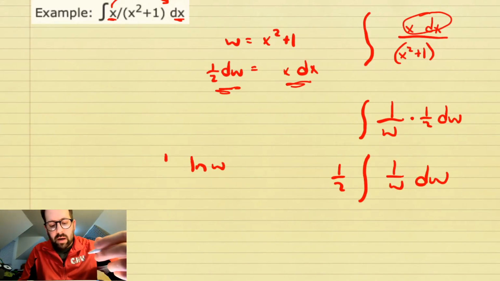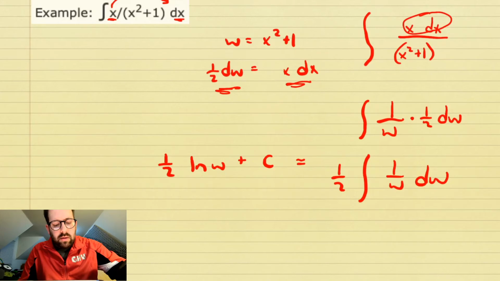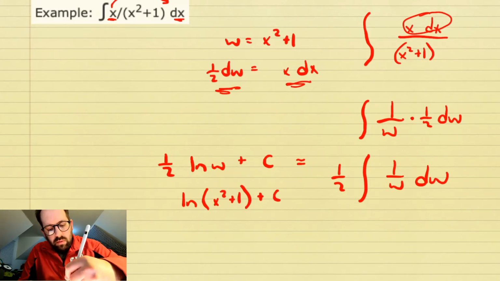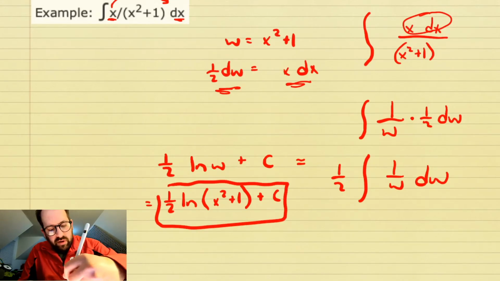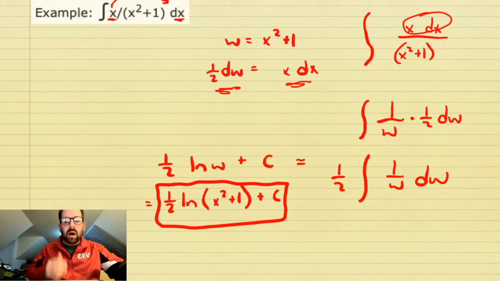It's the part that you threw on the bottom. And then we still have the 1/2 out front, and then the plus c. So that's the part I need to get to. Now I need to substitute out what my w was. My w was x squared plus 1. And half is out front. This is the final answer. That is the antiderivative to this original problem.